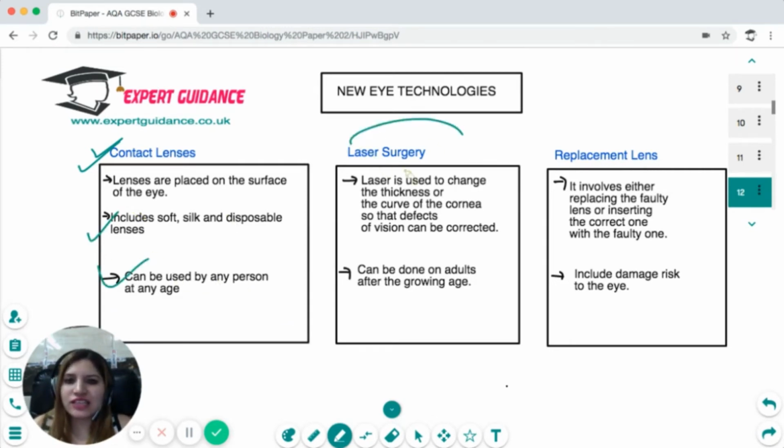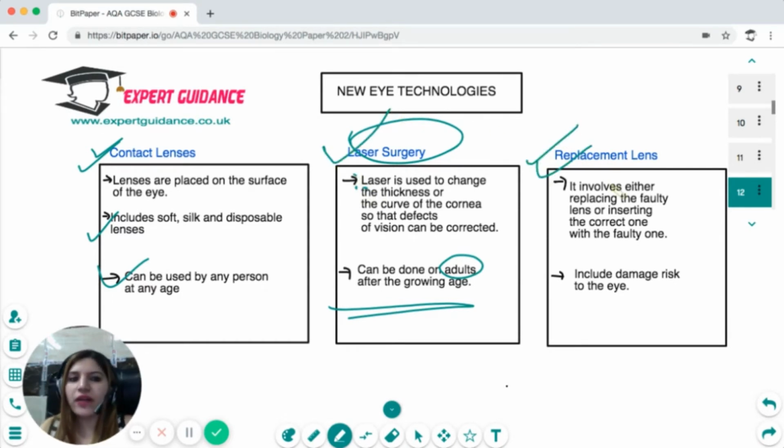Then there's laser surgery in which we change the thickness or the curve of the cornea so that it can properly refract and make the image at the retina, but it is generally done on adults because at the growing stage people can still have problems, so laser surgery cannot be successful. Then there are replacement lenses where you either replace the faulty lens or insert the correct one in place of the faulty one. Now, because it's a surgery, there are some damage risks to the eye that is involved.